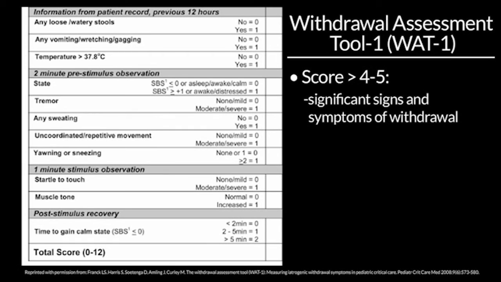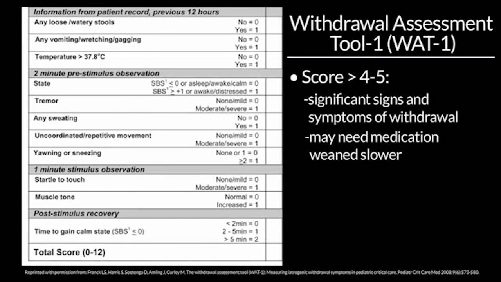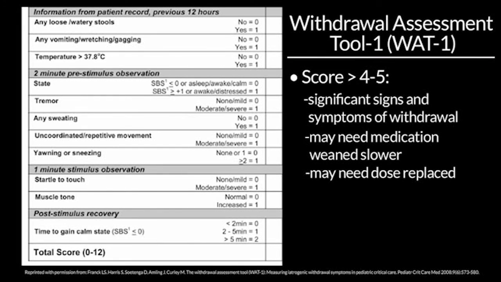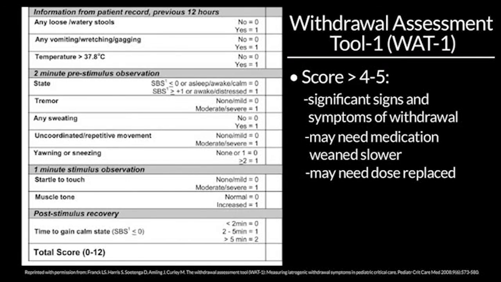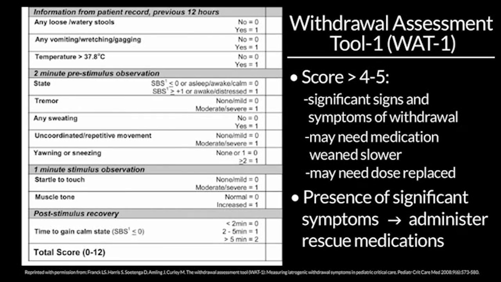Using a scale such as the WAT-1 is helpful for communicating with your team members as to signs that the patient is having, that they may need to have their medication either weaned more slowly or have some of it replaced if it's been weaned potentially too quickly. Patients will respond well to potentially a single dose of medication, or it may take several doses of medication. But if your patient's having any of those significant symptoms that I just spoke about, then it would be important to give the patient rescue medications until you have them at an increased level of comfort that is agreeable for both you and for the family and for the patient.